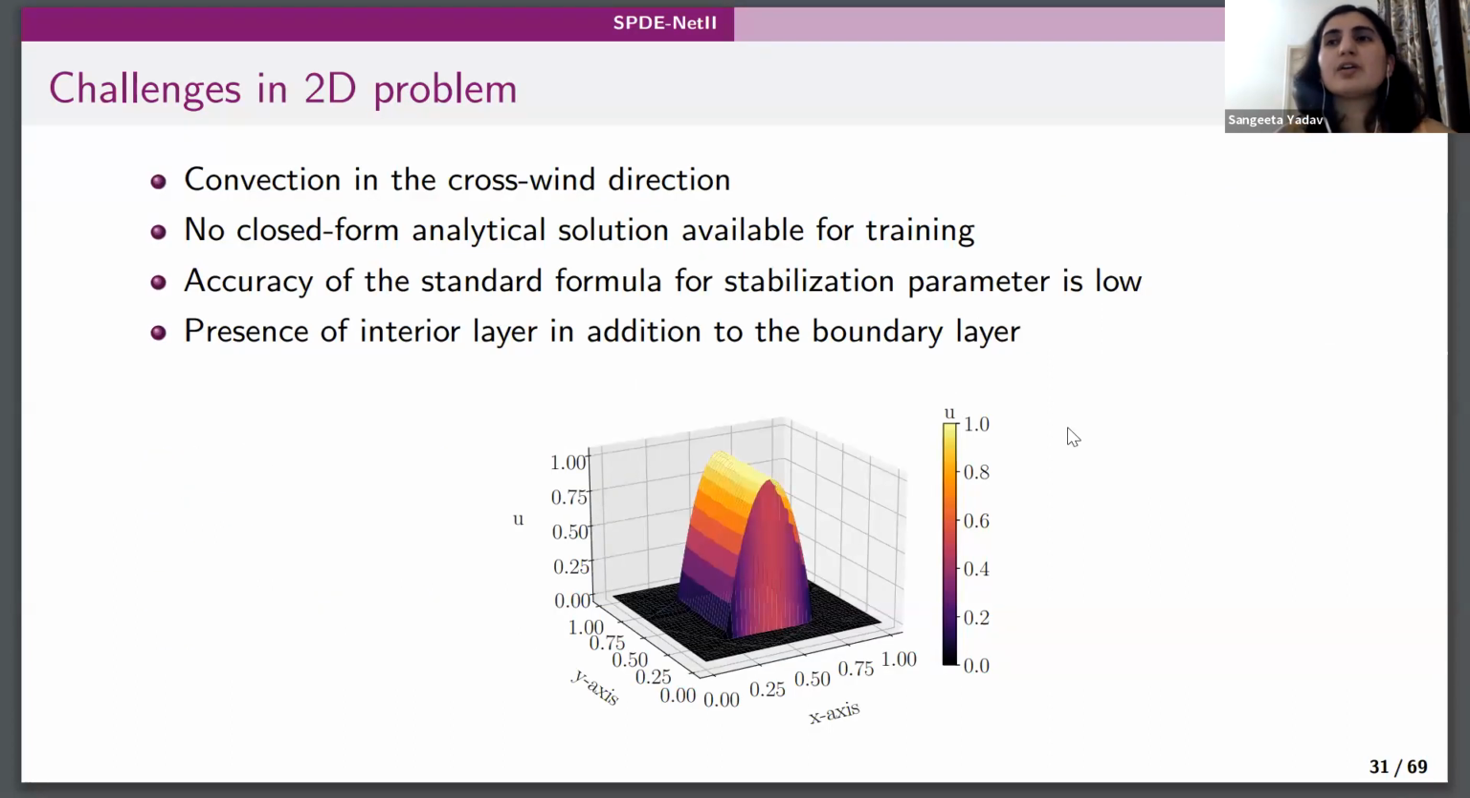So in 2D, we have a few more challenges than what we had in 1D problems. The first one is the presence of the crosswind direction convection velocity. And because of this, we will see extra spurious oscillations. And secondly, in 2D, most of the time, there is no closed form analytical solution available for training. And third thing, the accuracy of the stabilization parameter here will be extremely low. For the one-dimensional case, SUPG performs really good even with the existing stabilization parameter formula, whereas for 2D it doesn't. And last, it also has interior layers in the solution in addition to the boundary layers.